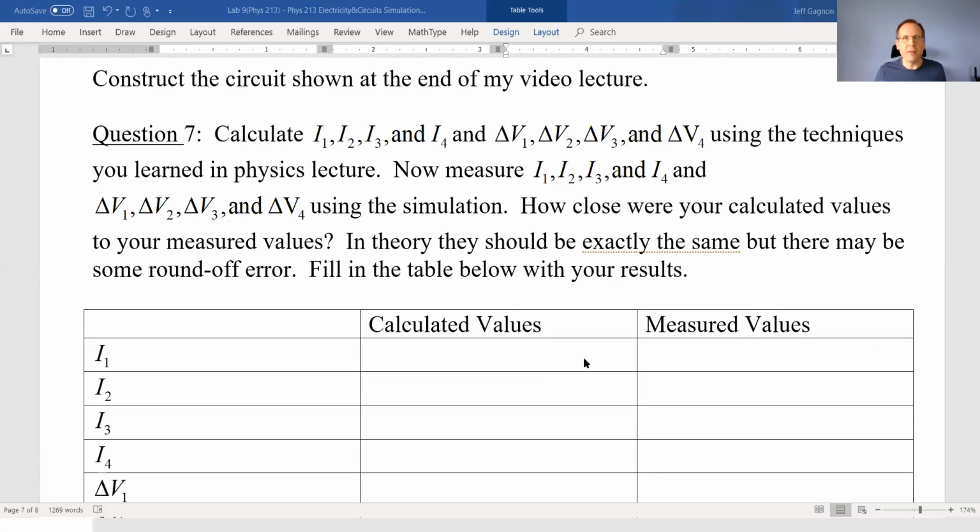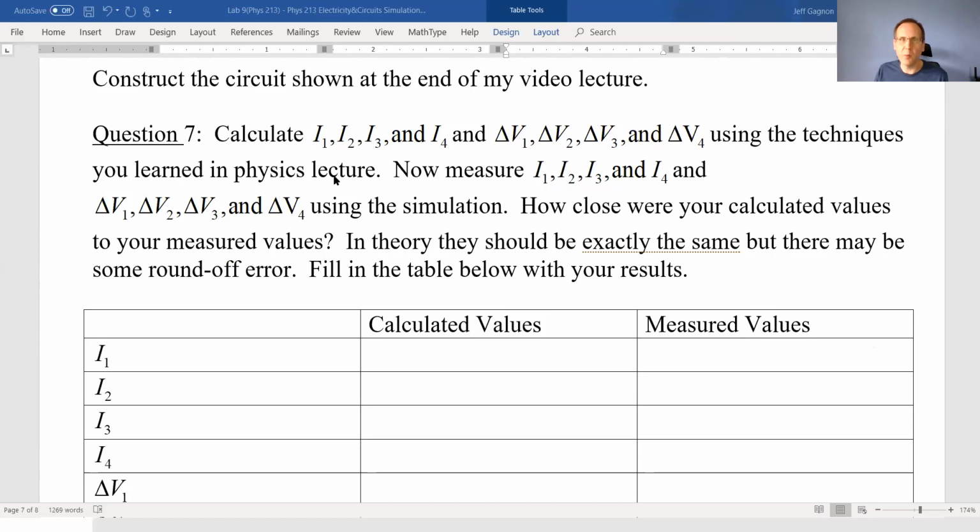And then I want you to calculate, I'll show you the circuit in a minute, I1, I2, I3, I4, and then the voltage drops, delta V1, delta V2, delta V3, delta V4, using the techniques that you learned in physics lecture.